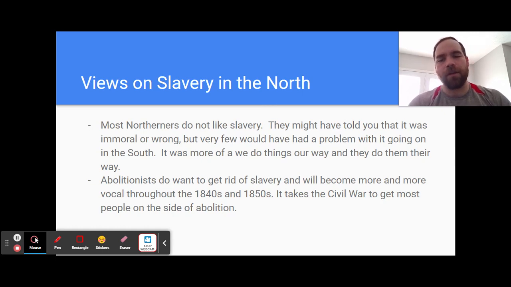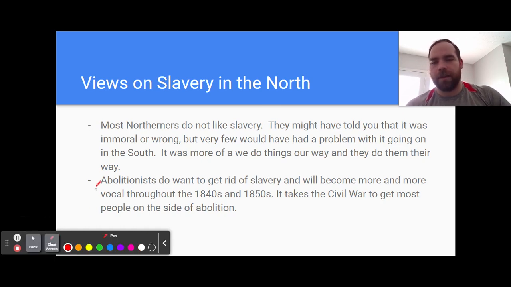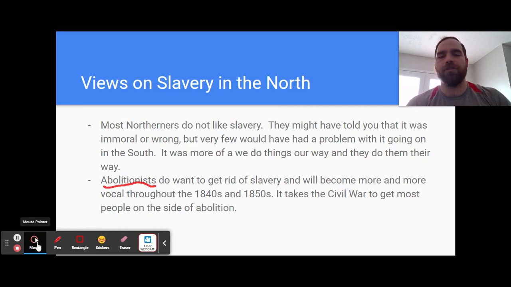So there are abolitionists, and abolitionists are going to grow. So abolitionists, I'm on the second one here, right? Abolitionists do want to get rid of slavery where it exists. Okay, they do want to make federal laws or whatever, any sort of thing they can to abolish slavery in the South. And they're going to grow more vocal.